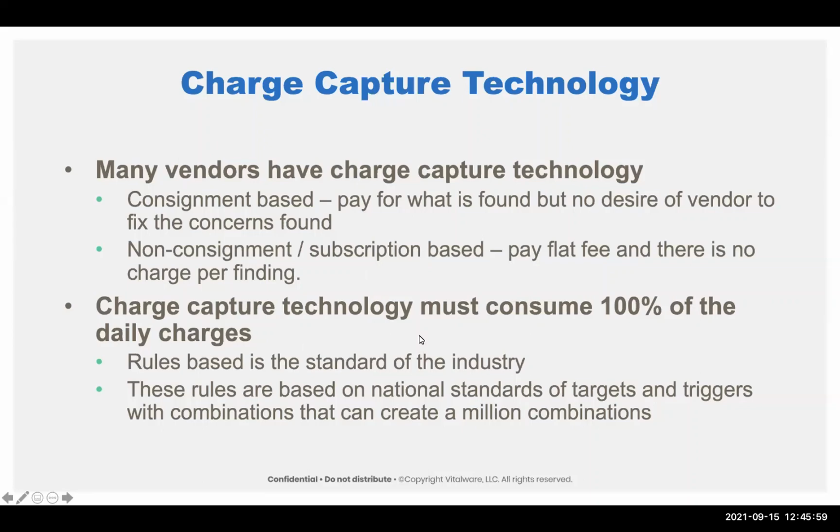The key for any charge capture technology is it must consume 100% of the daily charges. So every single charge that goes through that day at that facility goes into some sort of technology to review, whether it be AI, rules, or a mixture.